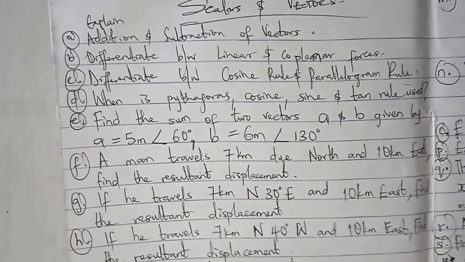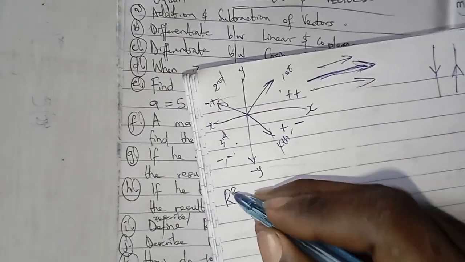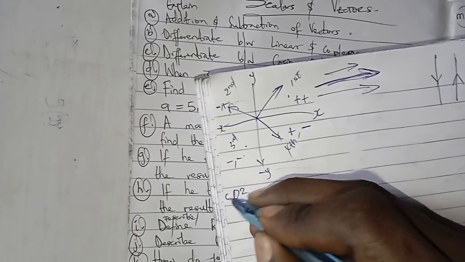Differentiate between cosine rule and parallelogram rule. Alright, let's say I have r square. That is number C now. This is C.